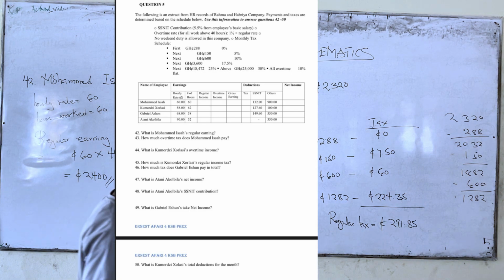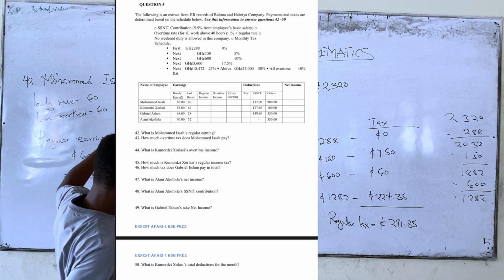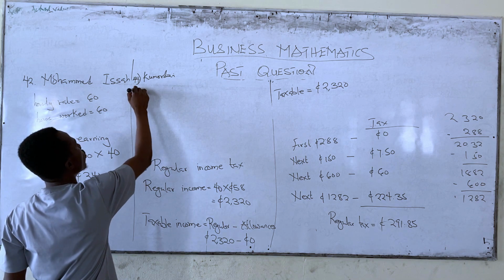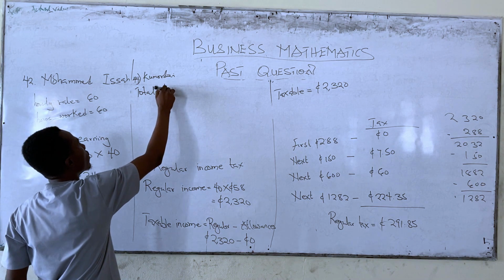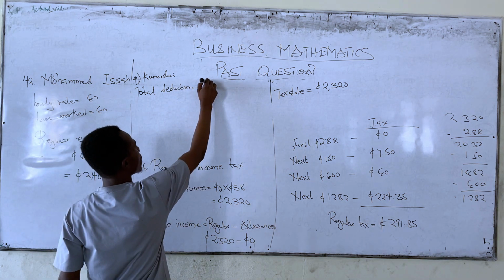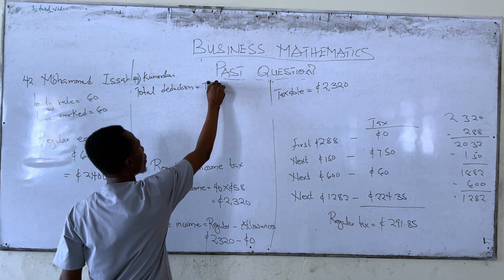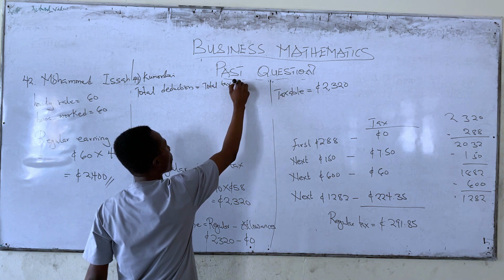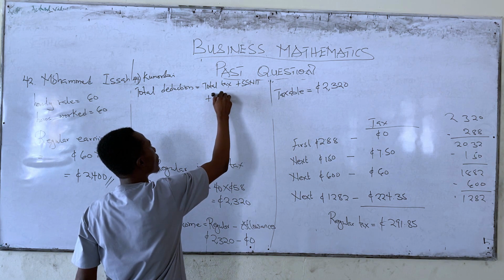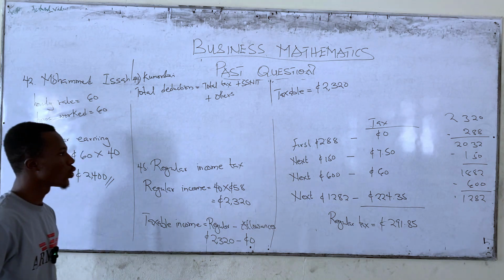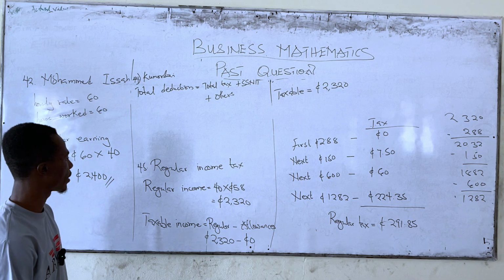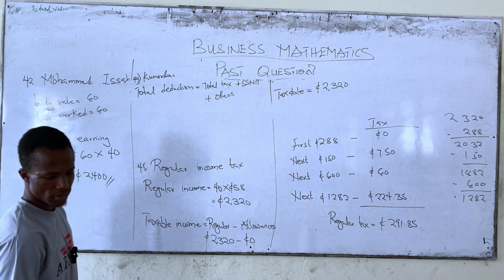Okay, so the total deduction, let me see so that I don't clean. The total deduction is equal to the total tax plus net plus others. Is that good? So the total tax is going to be the regular tax plus the overtime tax.